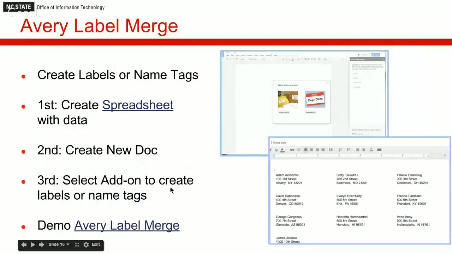All right, so the final add-on that we're going to walk you through in detail this afternoon is the Avery Label Merge. Now what the Avery Label Merge add-on can do is create labels or name tags. And there's a few different components that are required for this add-on to work. The first thing that we would recommend is going ahead and setting up a Google Sheet with the data that you want to use. So if you're doing mailing labels, it's important to go ahead and pull all of that information into a spreadsheet first.